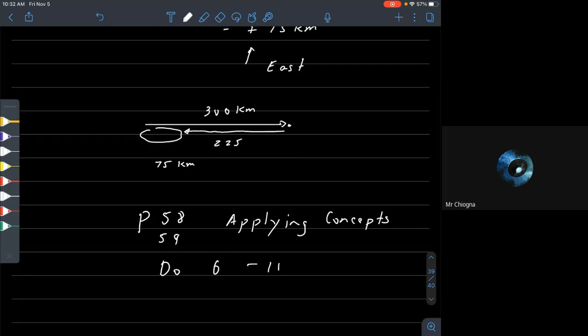You getting it? So it's this part here where it says applying concepts. Those questions. I'll post this for you. Yep, go ahead.